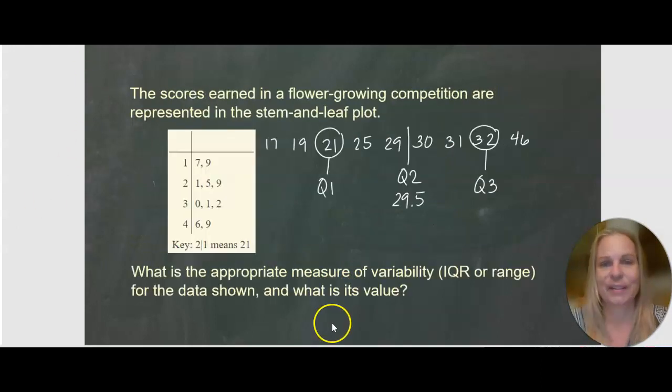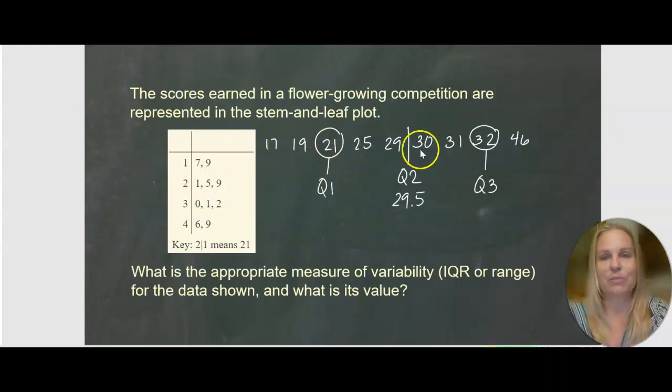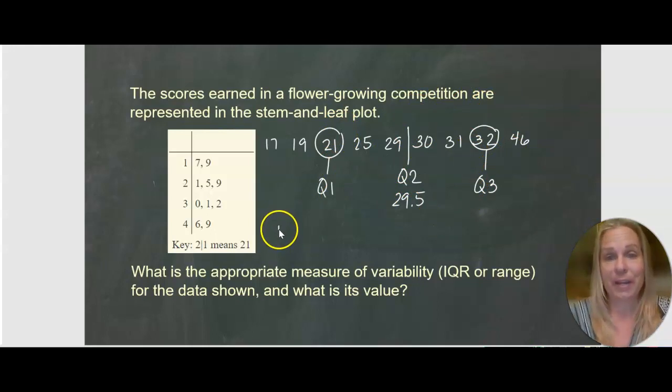All right, one more. Next one is a stem and leaf plot. And if you don't remember how to read a stem and leaf plot, go check out the video from the last lesson. But I already wrote the values in order, found Q2, found Q1, found Q3. So now I would find my IQR, which is Q3 minus Q1. So that's going to be 32 minus 21, which is 11.